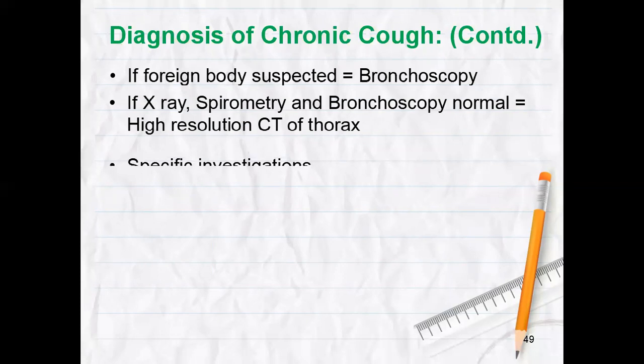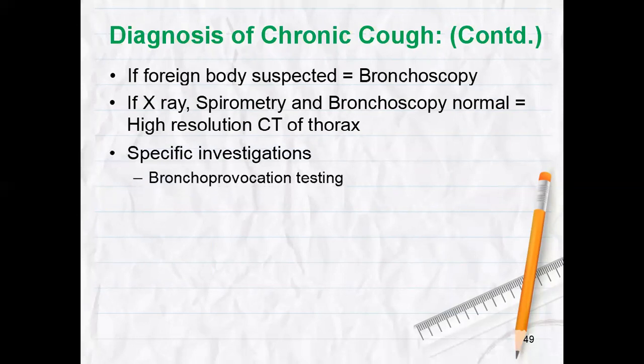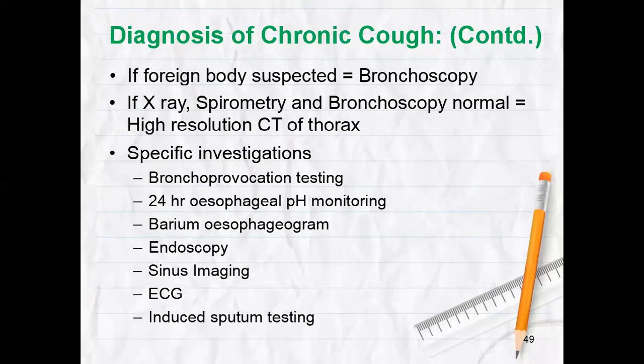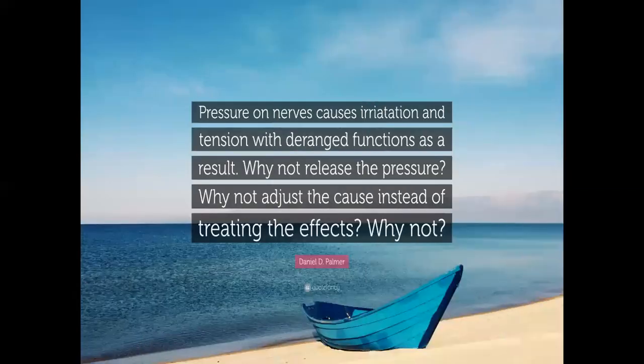Then, if even high-resolution CT of thorax doesn't reveal anything, we have to perform specific investigations based on the risk factors of the patient, which include bronchoprovocation testing, 24-hour esophageal pH monitoring, barium esophagogram, endoscopy, sinus imaging, electrocardiogram, and induced sputum testing. So this was about diagnosis of acute as well as chronic cough.